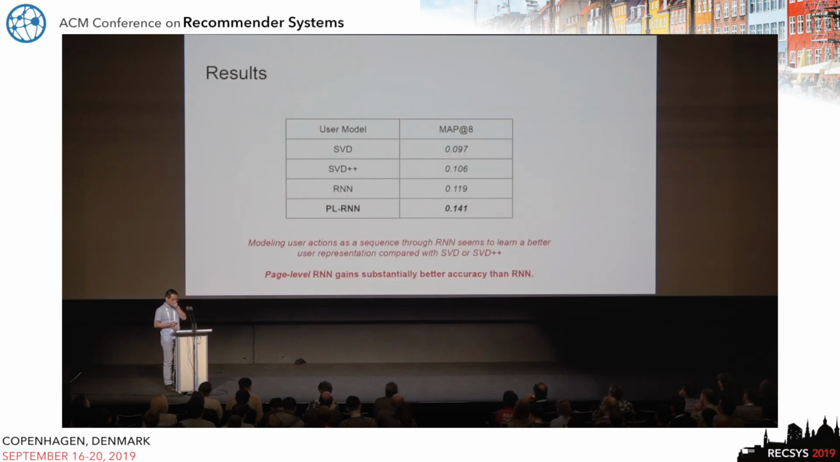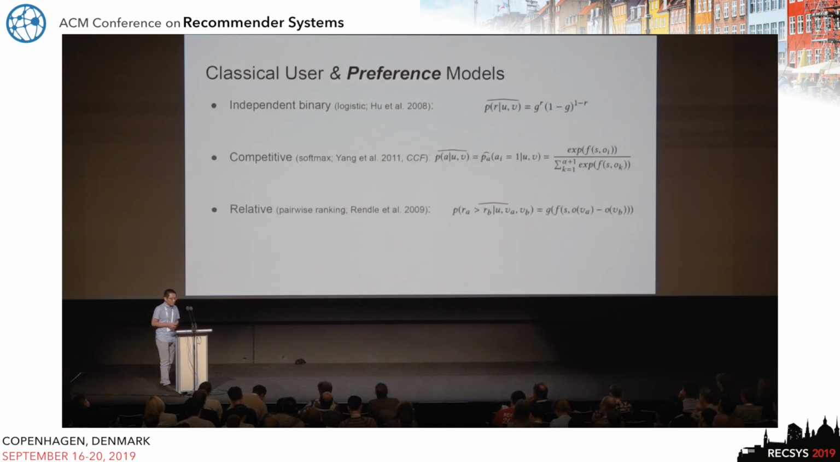And this comes to the result. We first observed that modeling user actions as a sequence through RNN seems to learn better user representation compared with SVD and SVD++. And we also observed page-level RNN gives substantially better accuracy compared with RNN that only models the action item sequence. As a second substantial part of the work, we did a systematic examination of these preference models that appeared in the prior literature.